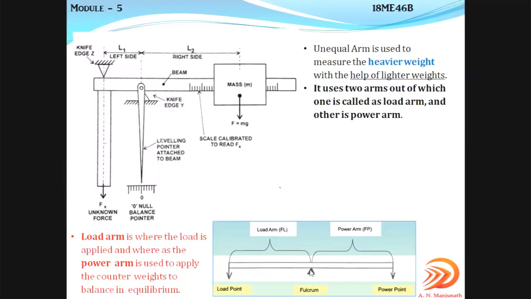And this is what an unequal arm balance may look like. You can observe this image. The fulcrum is somewhere here. This is the left side. This is the right side. That is the load arm, power arm. This will be the mass. This will be the unknown force. And this will be the pointer.